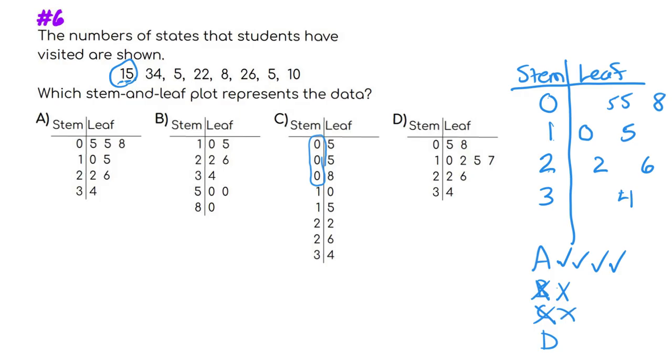D has 0, 5, 8, but it's missing that second 5. We had 2 5s up here in our list. And so we need to have 2 5s next to the 0 stem. And so D is out. Correct answer is A.